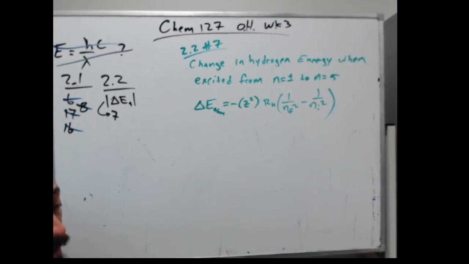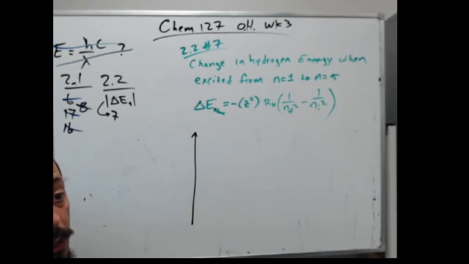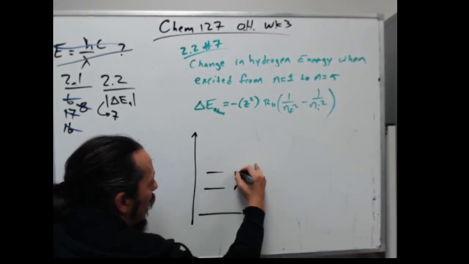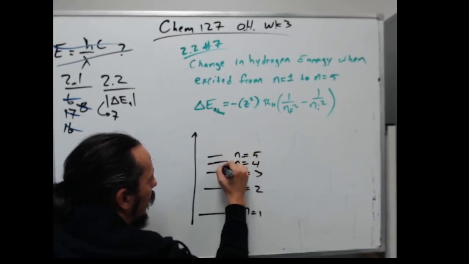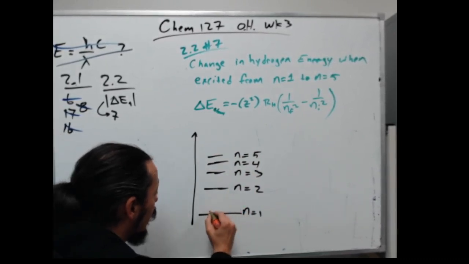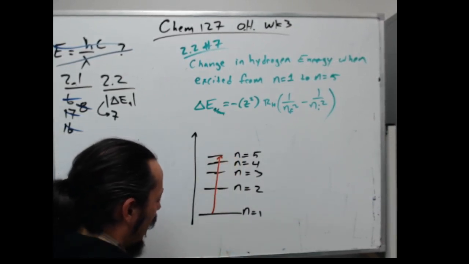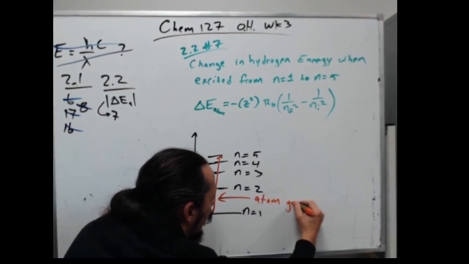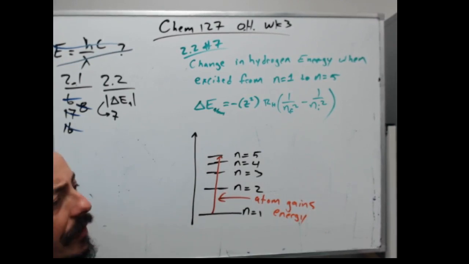I don't necessarily like thinking about it in the pure mathematics. I like to draw pictures. I just do better with pictures. So I draw my picture. I've got my n equals 1, my n equals 2, my n equals 3, my n equals 4, and my n equals 5. And then if I'm going from 1 to 5, I would draw an arrow going up. That arrow going up would mean my delta E better end up positive, right?